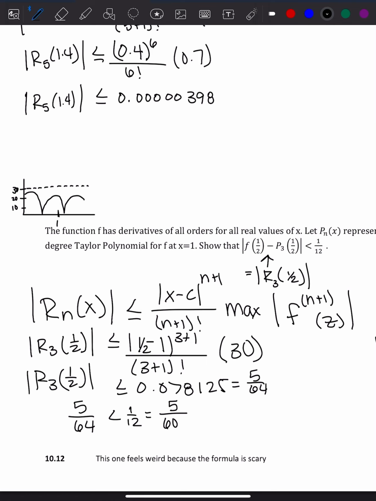The big thing here is we want to make sure that at the end of this problem we make some claim that whatever we got is less than 1/12, and we want to make that claim because otherwise we haven't actually shown what it wants us to show.